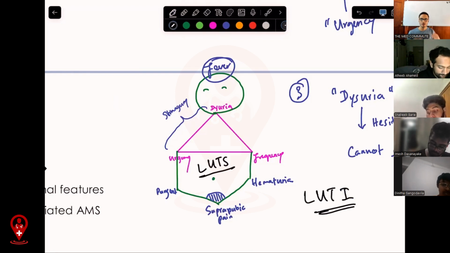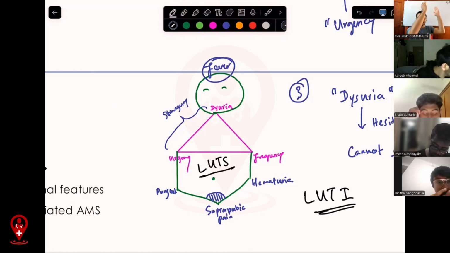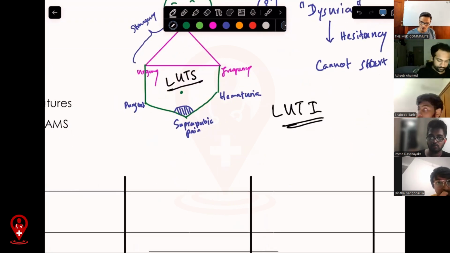Now imagine the infection, the pathogenic organisms, came up to the bladder. Now imagine they got into the ureter and they are ascending further up towards our kidneys. What is that? Now we are going to upper UTI. So we'll look at the upper UTI as well.